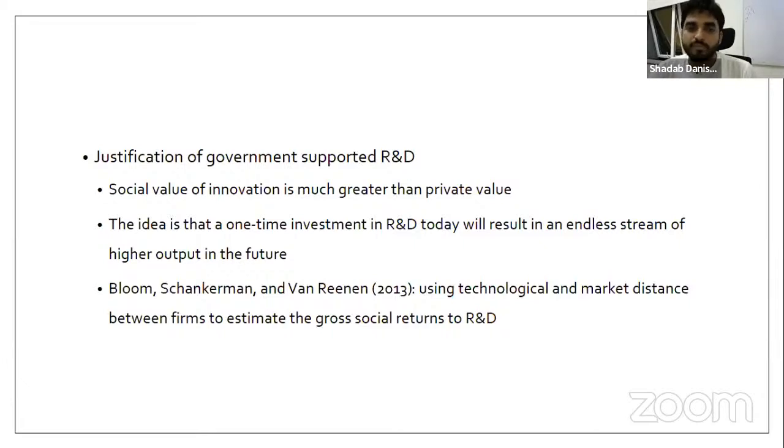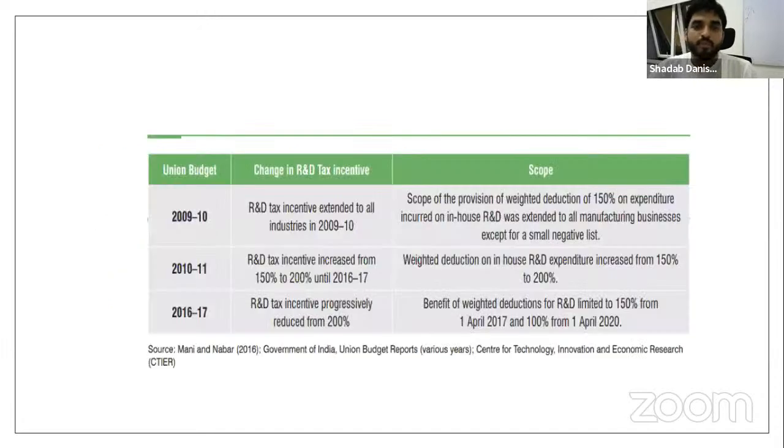Like Bloom, Schankerman, and Van Reenen, in a paper of 2013, used technological and market distance between firms to estimate the gross social return to R&D, which found that the difference was 20 times or more, which means the social value is higher than the private value of the innovation. And then you look at how we finance innovation here in India.